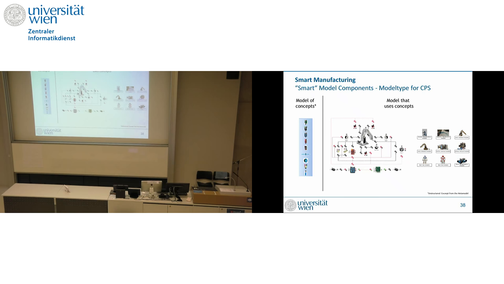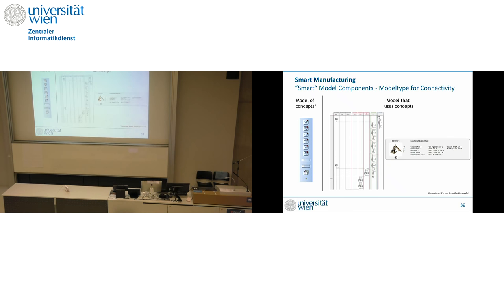Which is important if we think about semantic integration in the end. And here is a model of connectivity, which does two things. For one, it reasons the capabilities from the components, and for the second, it transforms the informal knowledge from the business model, like the user wants a coffee, into more concrete actions that are then executed by the machine.